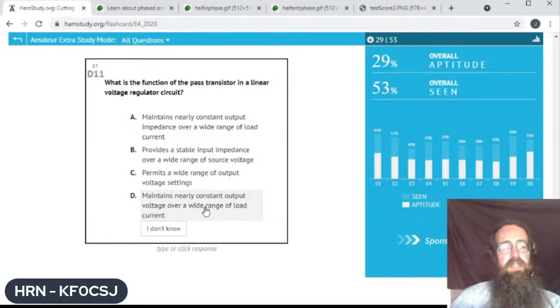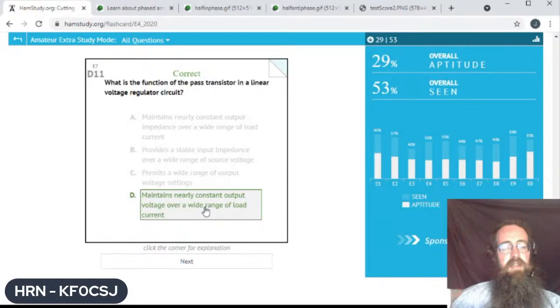I'm going to guess D. So, yeah. The output is what's typically important in a linear voltage regulator. So that's the ones that I was looking at, and this one made the most sense to me.